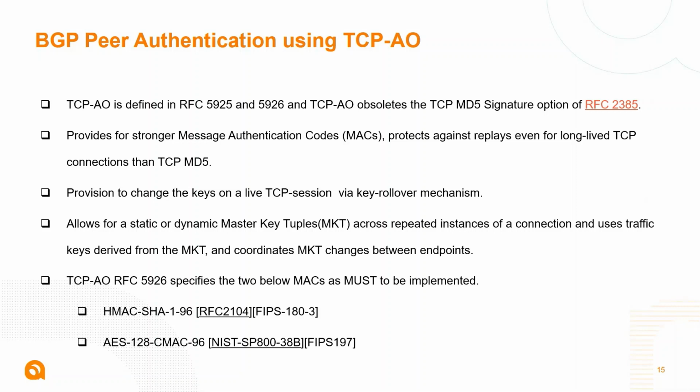TCP AO has the following distinct features. TCP AO supports use of stronger message authentication codes to enhance the security of long-lived TCP connections. It protects against replays for long-lived TCP connections and coordinates key changes between endpoints by providing a more explicit key management.